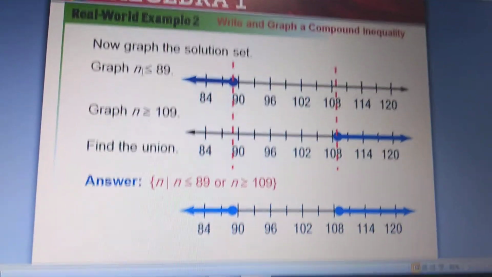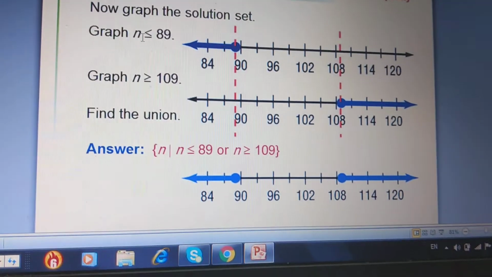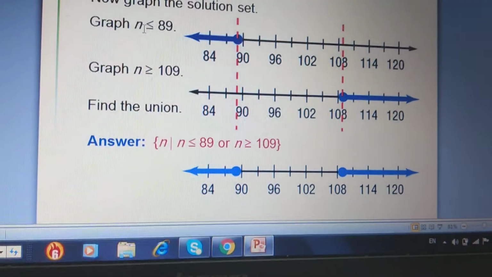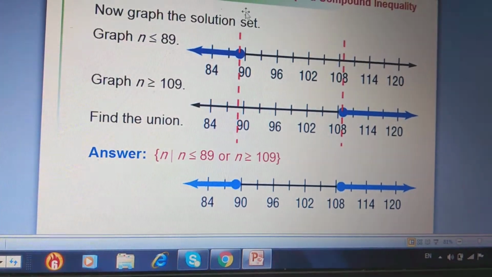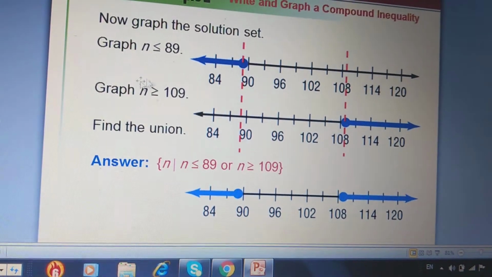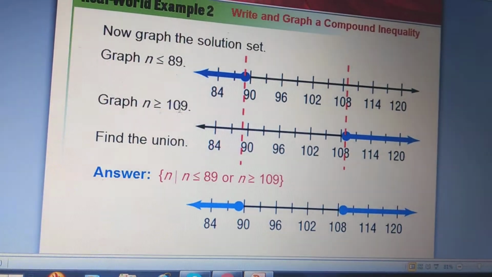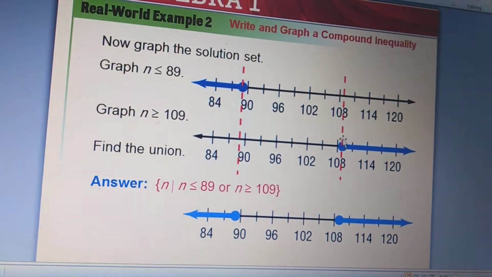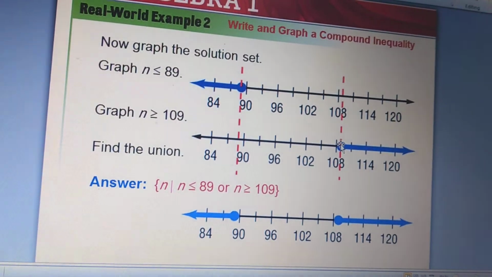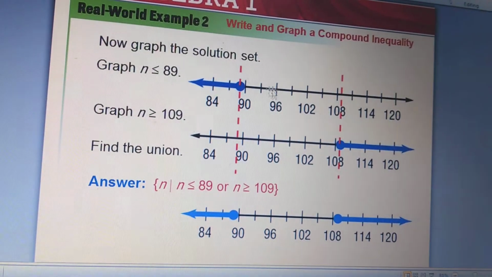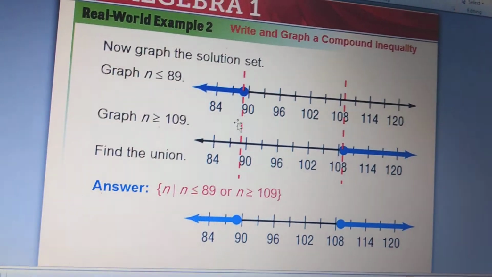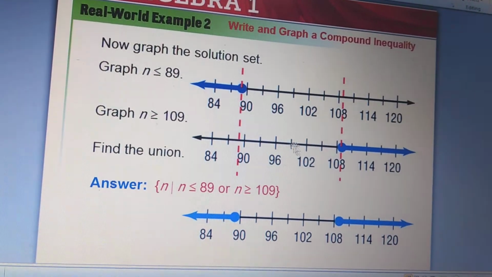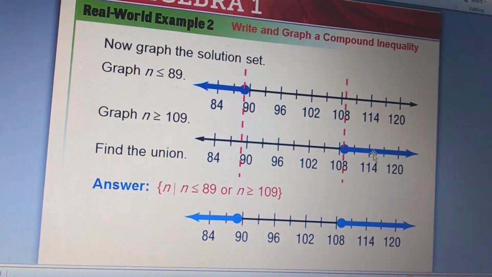n less or equal 89. From 89 I go to the left and I use a solid circle. You see here. n more or equal 109. From 109 I go to the right. You see here no intersection. Notice between the first graph and the second graph, the graph from this point goes to the left and the second one from here goes to the right.